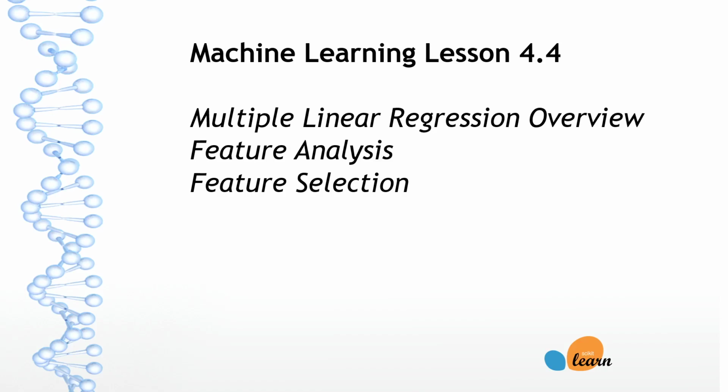Welcome to Machine Learning Lesson 4.4. In this lesson, we're going to see how we can take linear regressions to the next level by including additional features. This is called multilinear regression. But before we can actually start building our model, especially now that we're dealing with more features, we've got to decide which features are the best ones to use. So let's get to it.